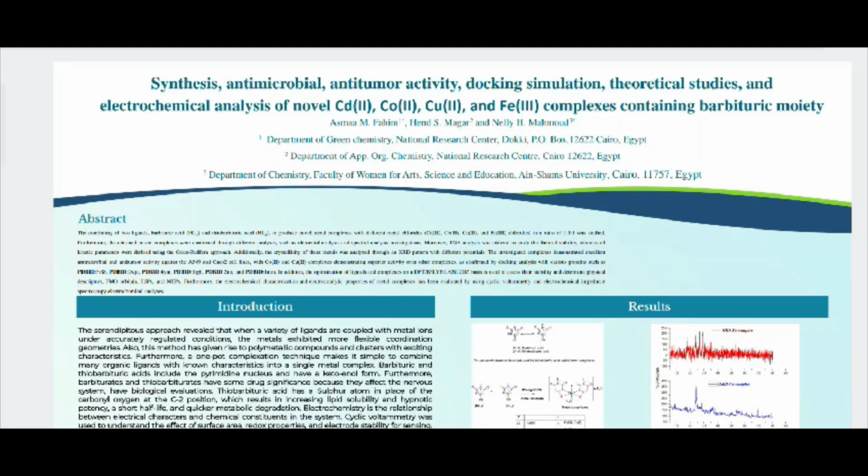In addition, the optimization of the ligand and complexes at the DFT B3LYP level with a LANL2DZ basis set was used to assess their stability and determine physical descriptors, FMO orbitals, ESP and MEP.